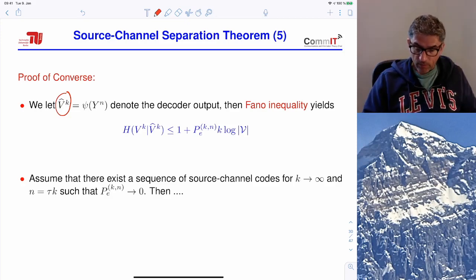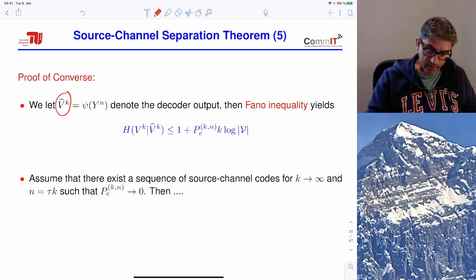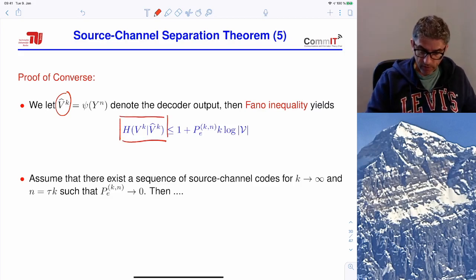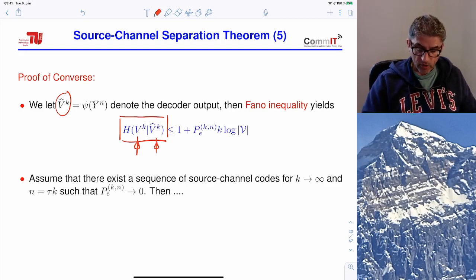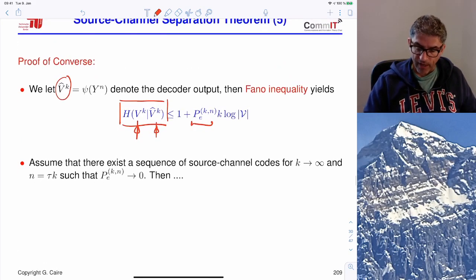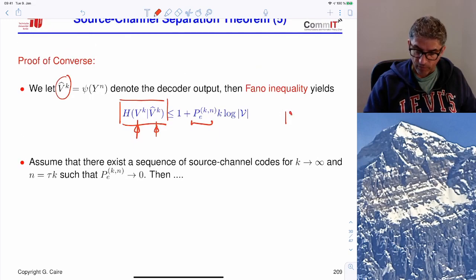So by Fano inequality, we have that the conditional entropy of what we want to detect given what we have, the output of our decoder, is less or equal than 1 plus the probability of error times the log of the size of the alphabet of the word we want to detect. Now, the word we want to detect is a sequence of length k over the alphabet V, so the cardinality is the cardinality of V to the k, take the logarithm, and you get k log cardinality of V, where V is the alphabet of the source.